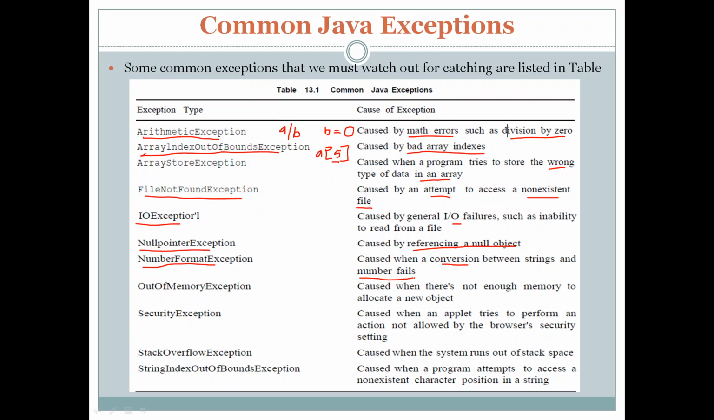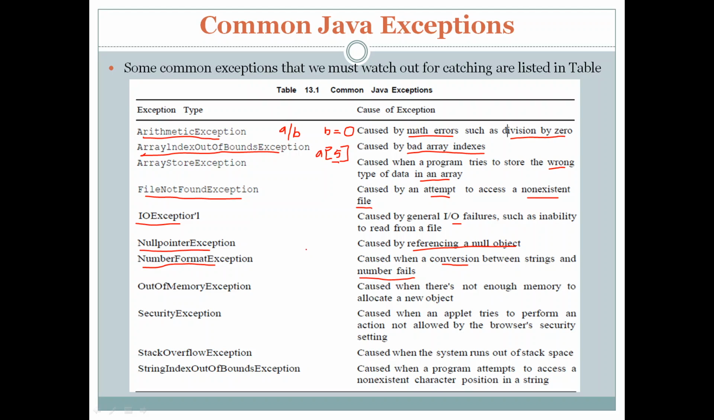Whenever you convert a string to a number, and that conversion fails, a NumberFormatException will occur. For example, to convert a string to an integer, we use the method Integer.parseInt, and if that conversion fails, it will throw a NumberFormatException.